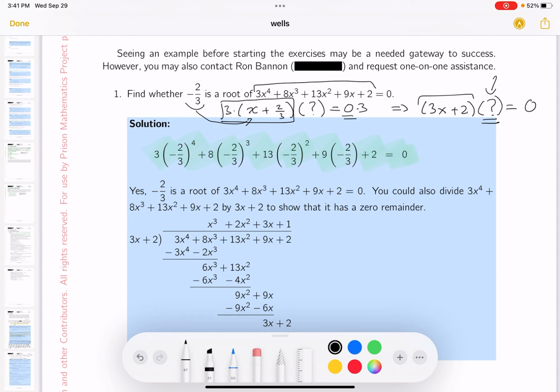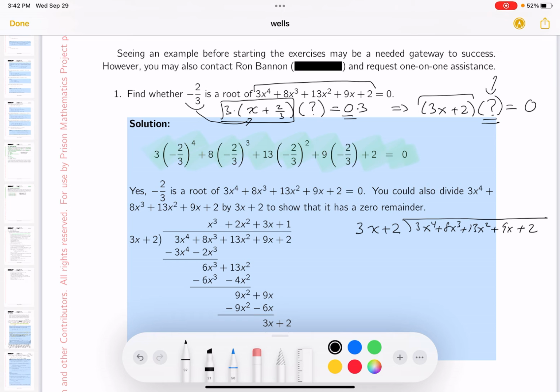Let's do that. 3x plus 2 is being divided into 3x to the 4th plus 8x cubed plus 13x squared plus 9x plus 2. And what's wonderful about this division, if I do everything correct, I know it's a root, by the way, the remainder's got to be 0. Let's take a look at it.